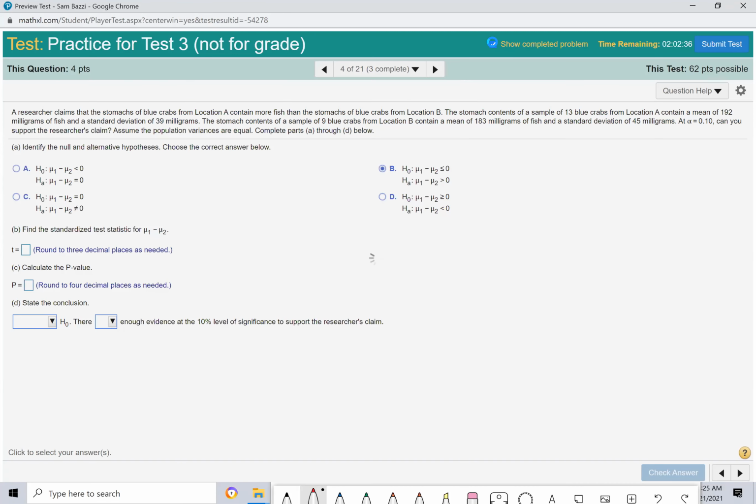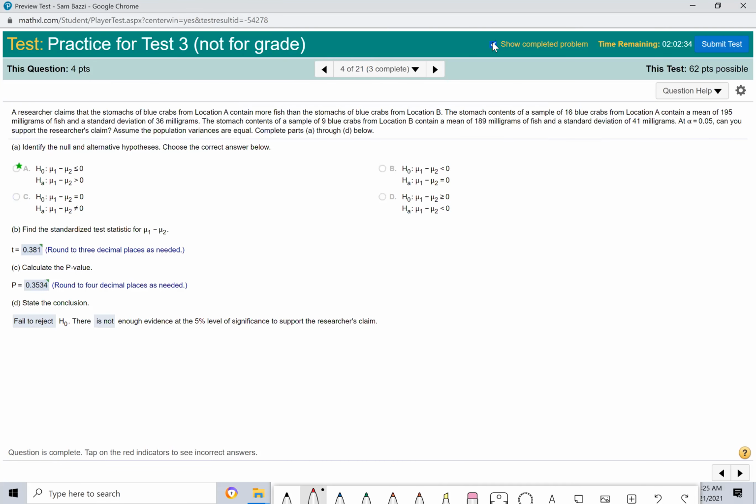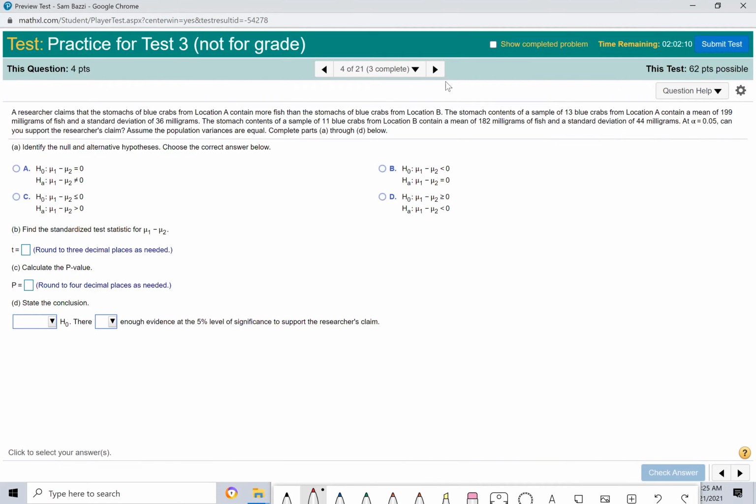Okay, let me show you a completed problem right here. But you're wondering about the answers being different from what I came up with. Remember, the system will create a different problem right away here. So it's 16 blue crabs. I didn't have 16 in there, but fail to reject H0, there is not enough evidence to support the claim. Okay, one more before I go to the project.